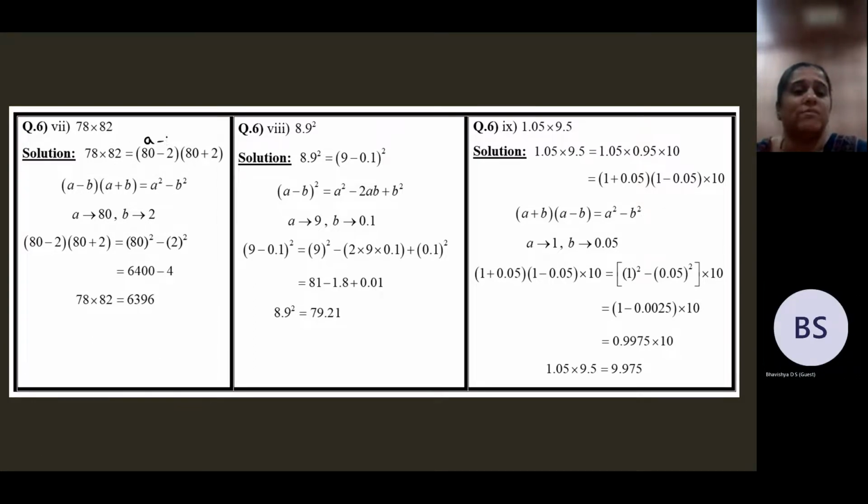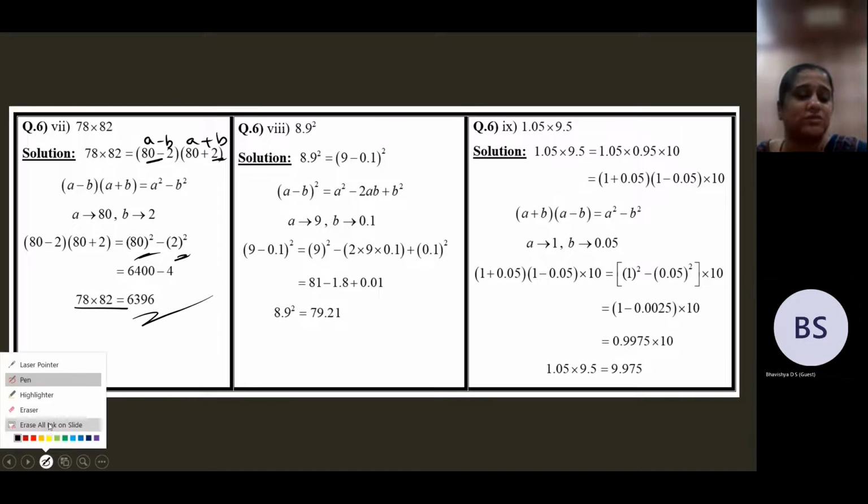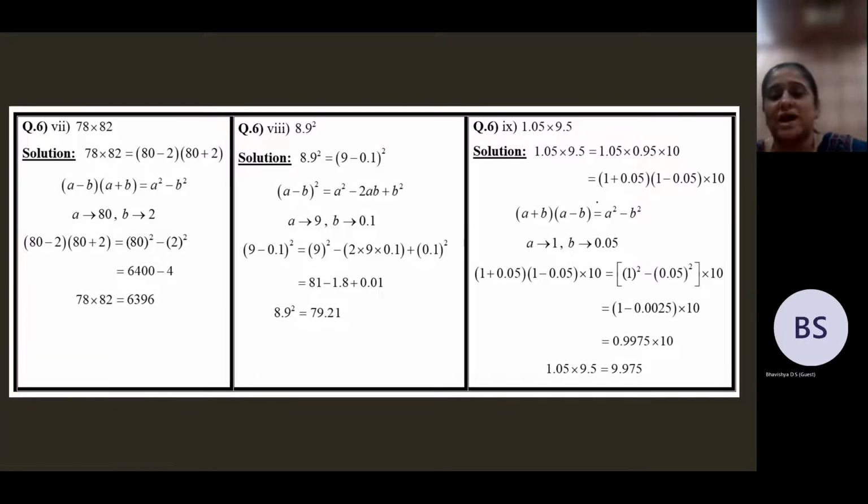Now it's of the form a minus b into a plus b, where a is 80 and b is 2. So a minus b into a plus b is a square minus b square. And 78 into 82 is 6396. This is exactly what you will get when you do the actual multiplication. So the last one, the 9th subdivision, is similar to the 7th one.